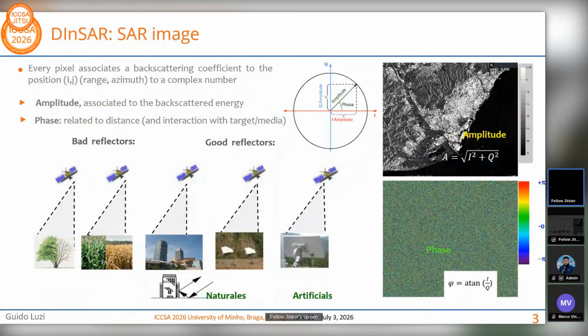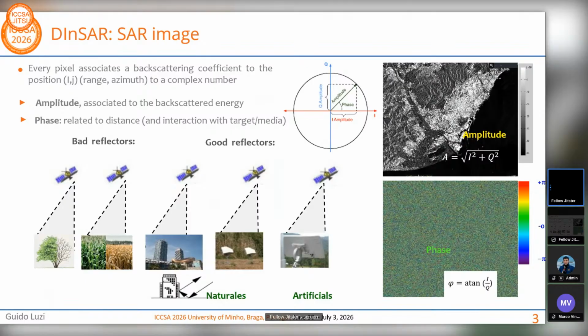A step backward: what is a SAR image? A SAR image is just an image where we associate to each pixel a position, an amplitude, and the phase of the radar signal, which is the radar backscatter from the surface. Sometimes it can be similar to an optical image. In this case, for example, you can see the image of Barcelona, where the bright points are urban areas, whilst the mountains and the vegetated areas give a much lower response. For this reason, we can classify some different bands, good reflectors and bad reflectors. Bad reflectors are vegetation canopy, agricultural fields and so on. Good reflectors are buildings, specific passive structures, which I will explain later, or active sensors.